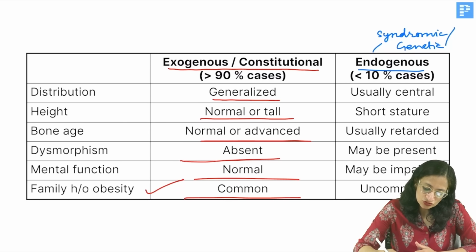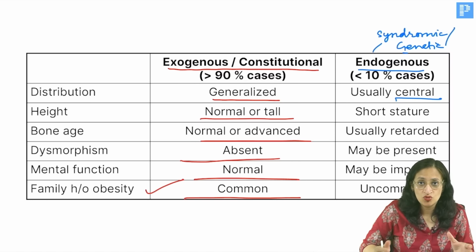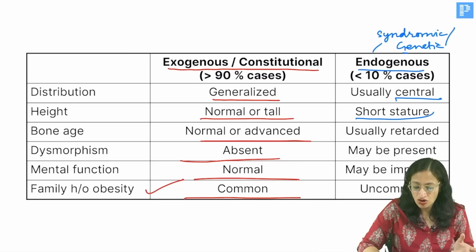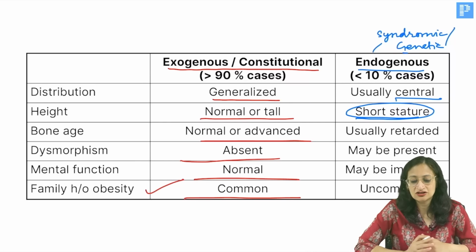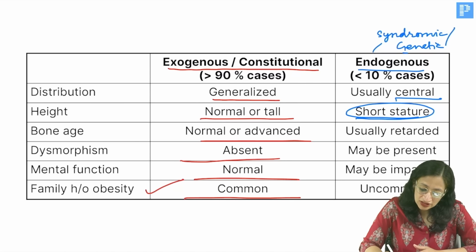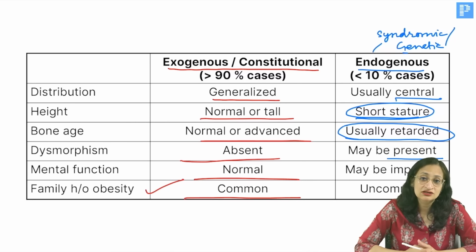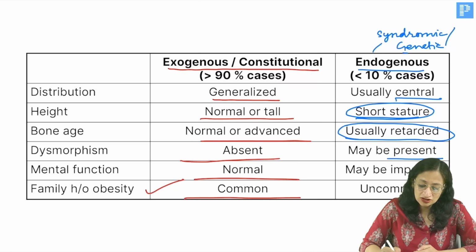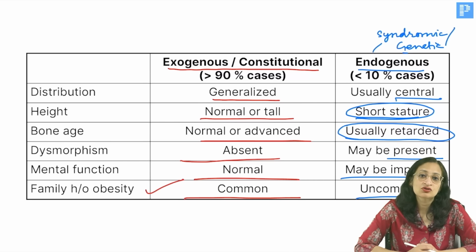Now, endogenous obesity, on the other hand, usually it is a central kind of obesity, right? Abdominal fat is more, and there could be short stature. So, in most of these genetic or syndromic causes, short stature is there. Bone age is usually retarded. Dysmorphism may be present, like we saw in Prader-Willi syndrome. Mental function again may be impaired, and family history of obesity is uncommon.